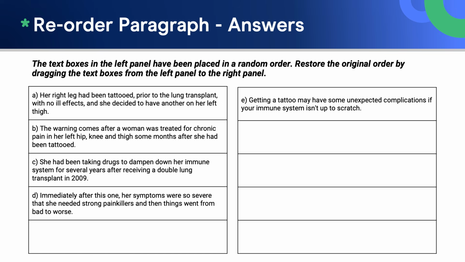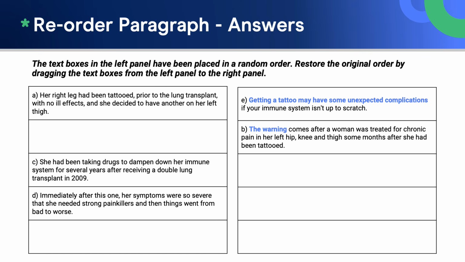So, how did you go? Let's check the answers. So the only sentence that is independent is E. This sentence does not refer back to any other sentence. If you look at A, B, C, and D, they all contain reference words such as her or the warning or she or this one, and as such cannot be independent.